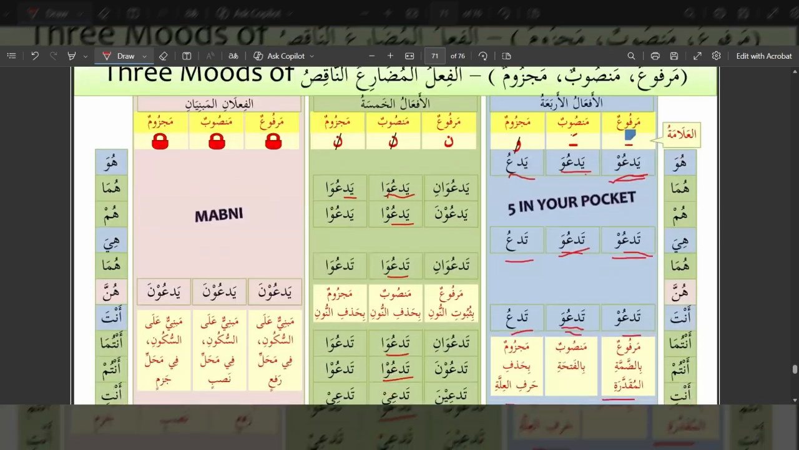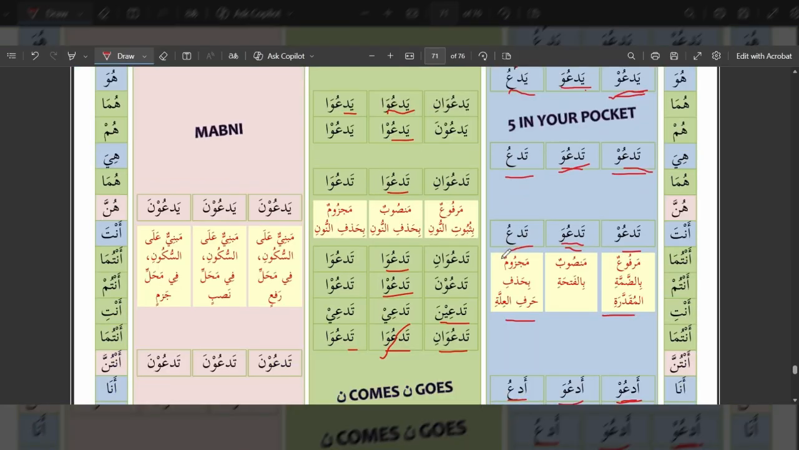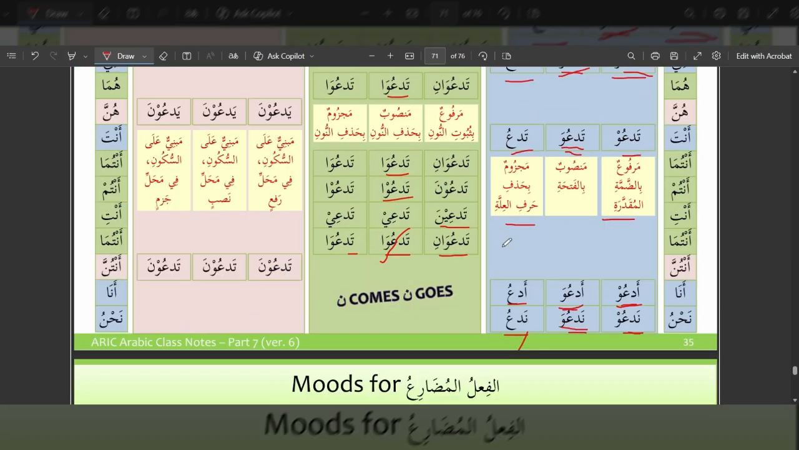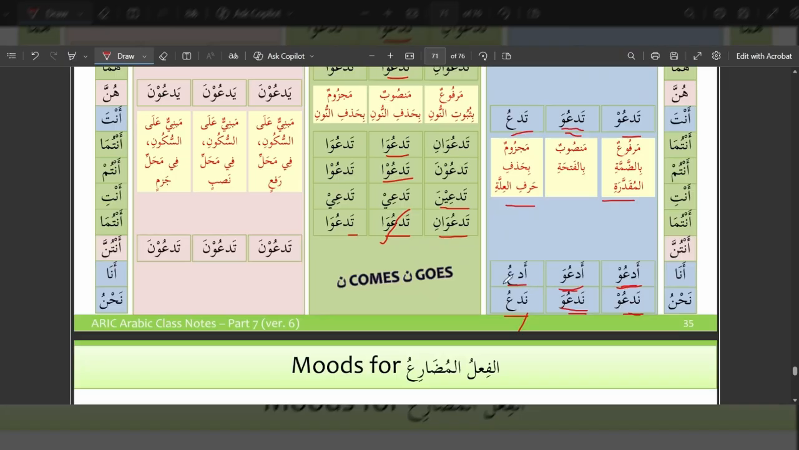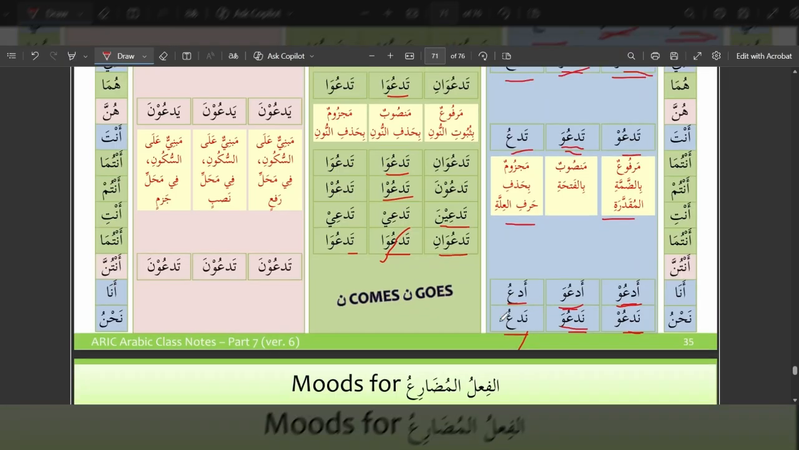Then in the majzoom form, the majzoom is shown with majzoom bihadafi harfil illati. That is, the majzoom is shown with the omission of the weak letter. So the last letter wa, which we can clearly see here, is dropped. So therefore we get yad'u for huwa, tad'u for here, tad'u for anta, ad'u for ana, and nad'u for nahnu.